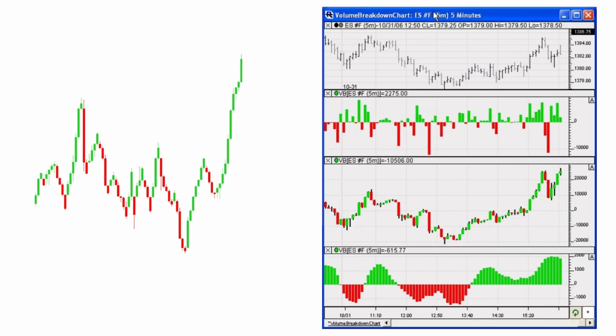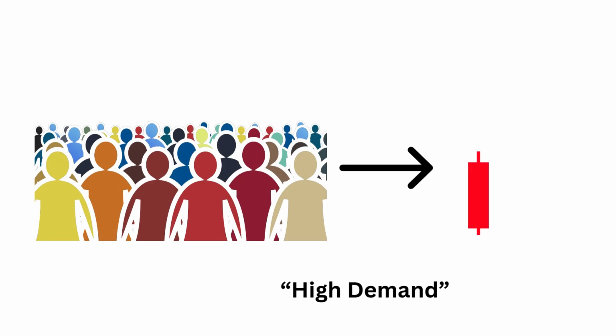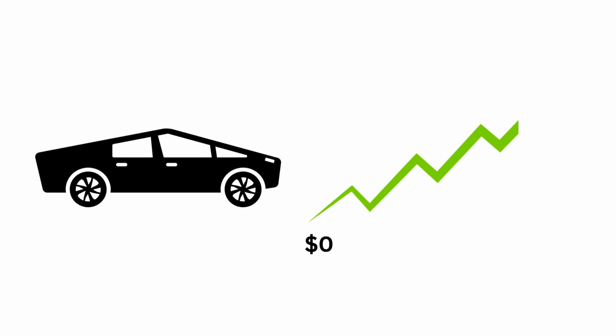Volume. Volume shows how many shares of a stock are bought or sold in a day. High volume means strong interest or activity in that stock. Example, if Tesla trades 20 million shares today, that's its daily volume.